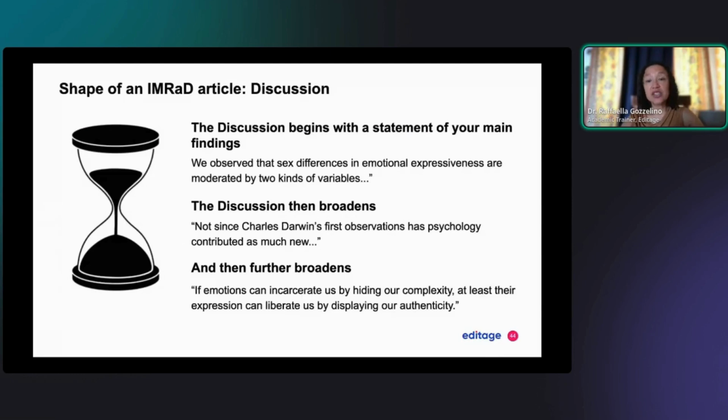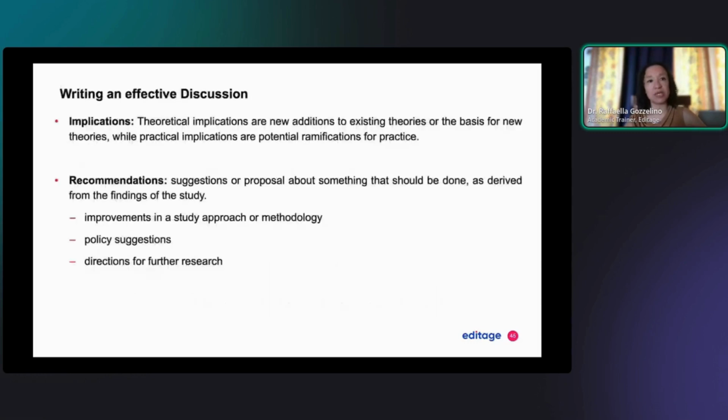The discussion is really contrary to the introduction structure, meaning that the discussion begins with a statement of your main findings. So it begins in a very narrow manner, and then it broadens, because then you really need to open up the topic to generalize it at the very end. So it's exactly the opposite.